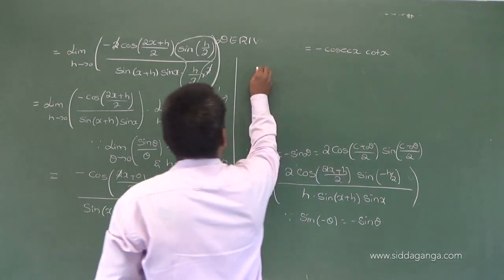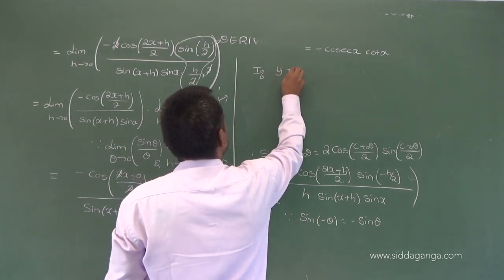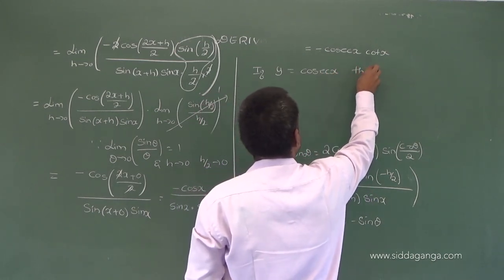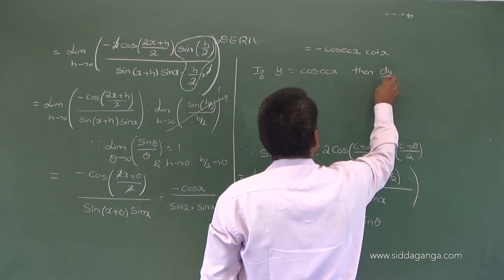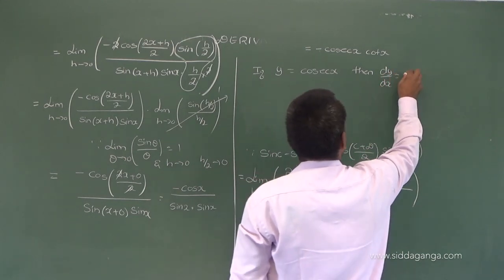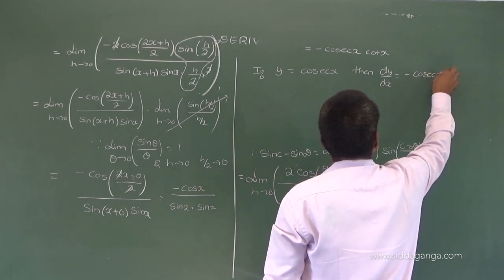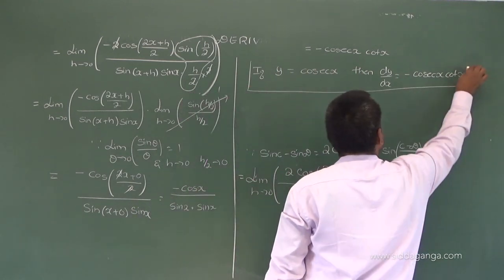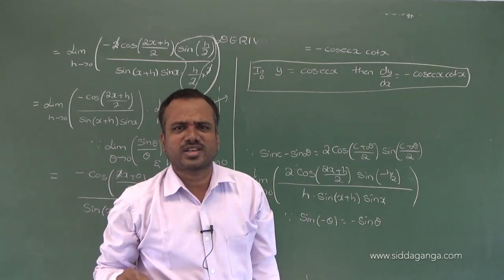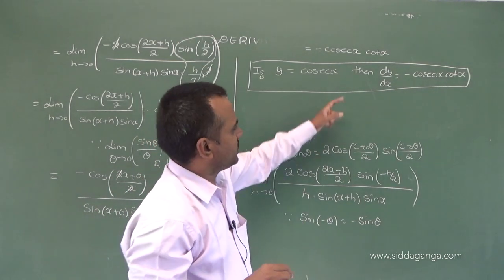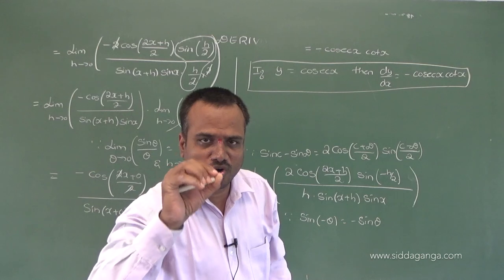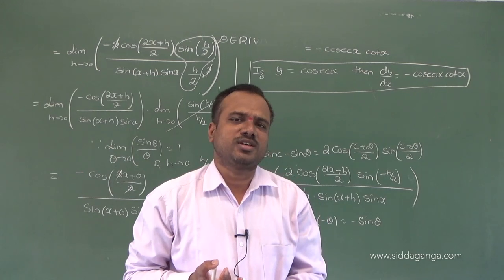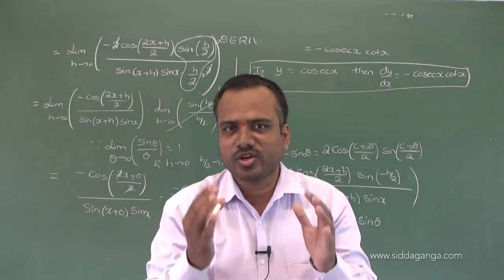We got the result. What if y is equal to cosecant x? Then dy by dx is minus cosecant x into cot x. If y is equal to cosecant x, the derivative of cosecant x, very important, is minus cosecant x into cot x.